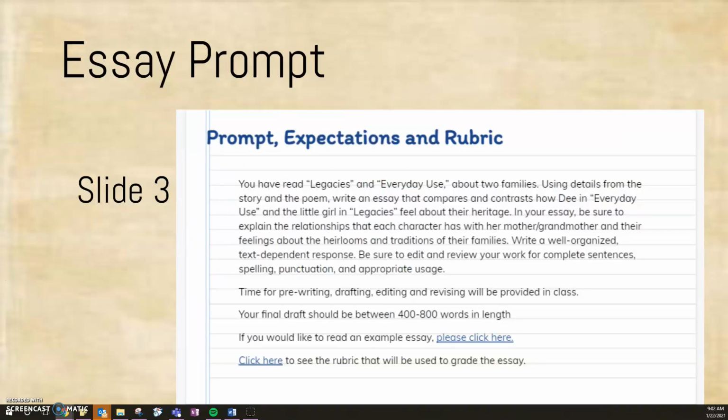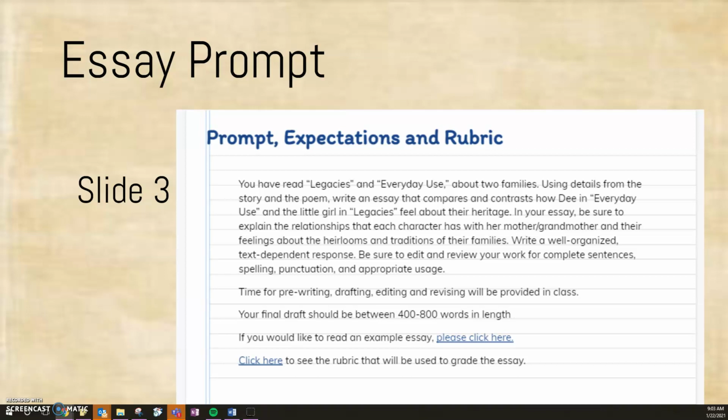Let's go over the prompt so that we know what we're expected to write about. You have read Legacies and Everyday Use about two families. Using details from the story and the poem, write an essay that compares and contrasts how Dee in Everyday Use and the little girl in Legacies feel about their heritage. In your essay, be sure to explain the relationships that each character has with her mother and grandmother and their feelings about the heirlooms and traditions of their families.